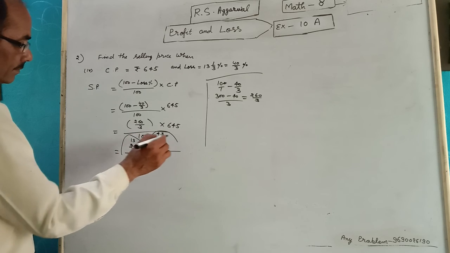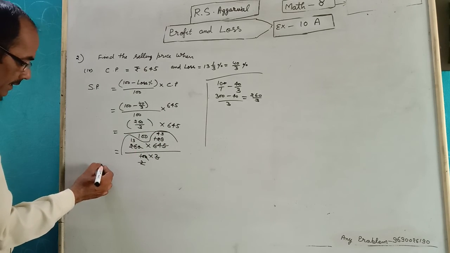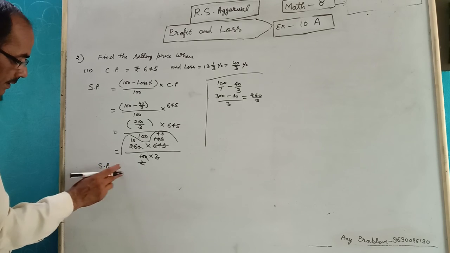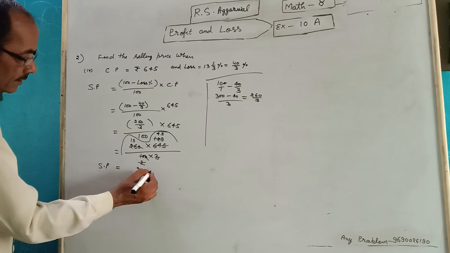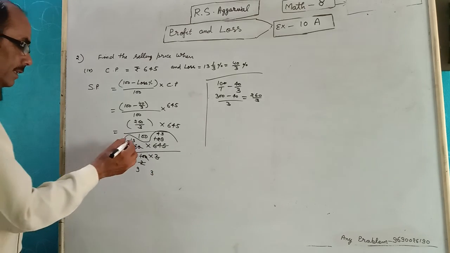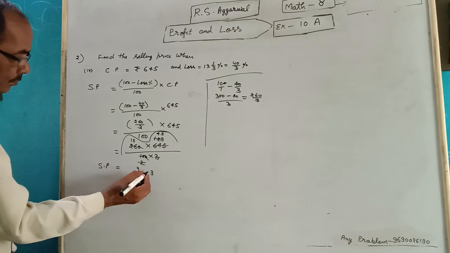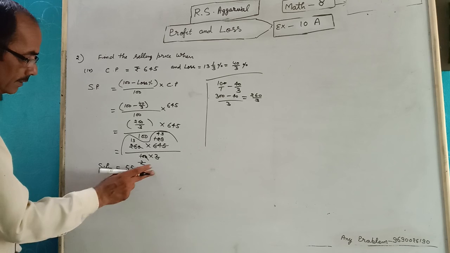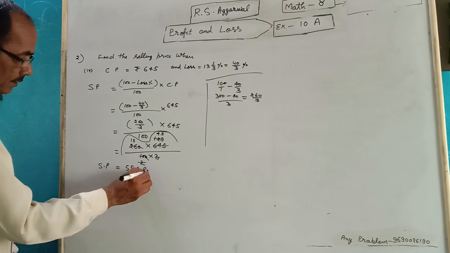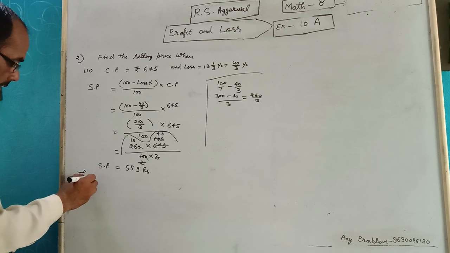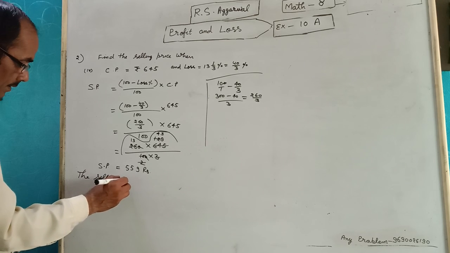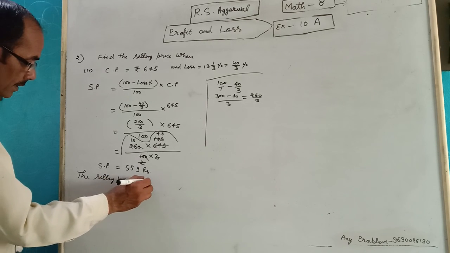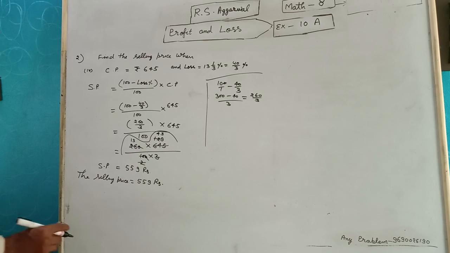After cutting is 43 multiplied by 13. SP will be 13 3 ja 39. 3 carry 13 4 ja 52 and 3 with carry is 55. Selling price will be 559 rupees. Second question is complete. Thank you.